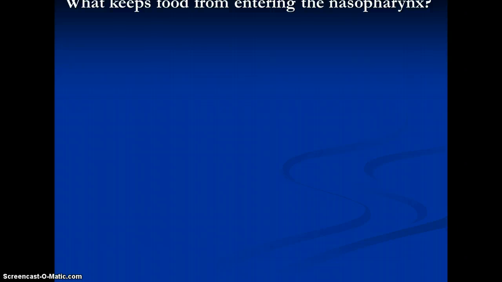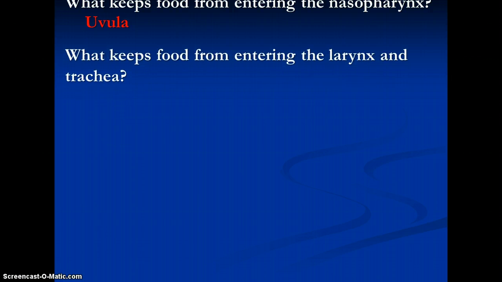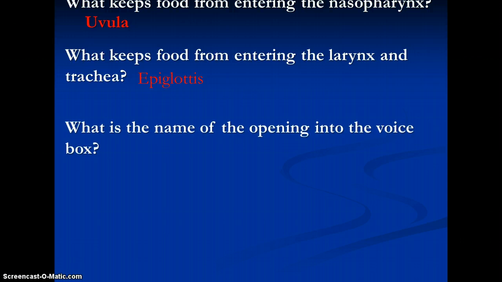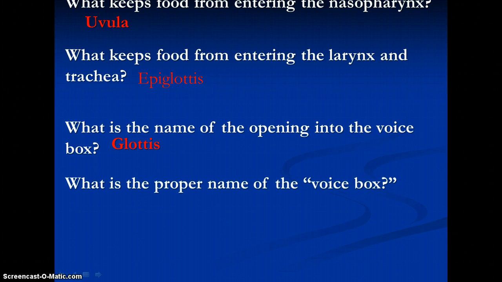What keeps food from entering the nasopharynx? The uvula and the soft palate. What keeps food from entering the larynx and the trachea? A little flap on top of your larynx called the epiglottis. What is the name of the opening into the voice box? That is the glottis, hence the name epiglottis. Epi is upon. Proper term of the voice box? That is larynx.